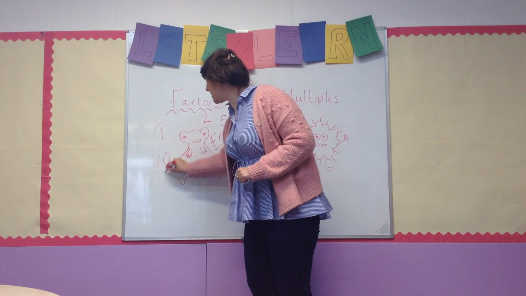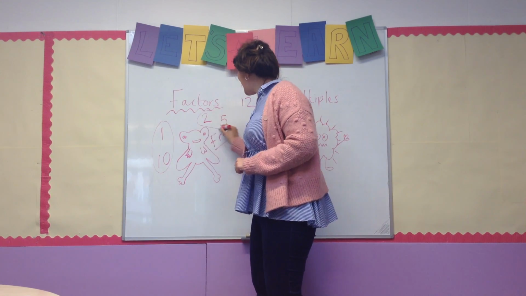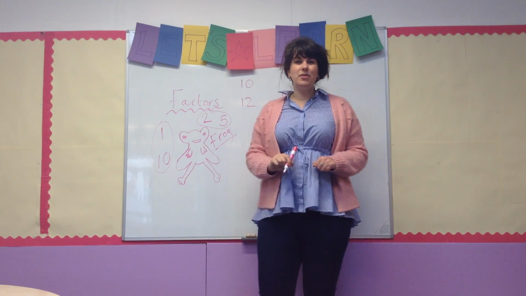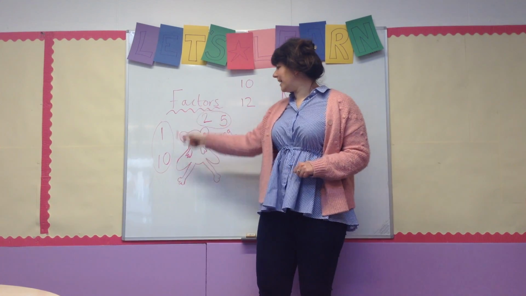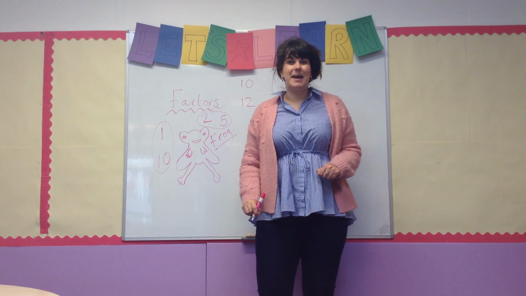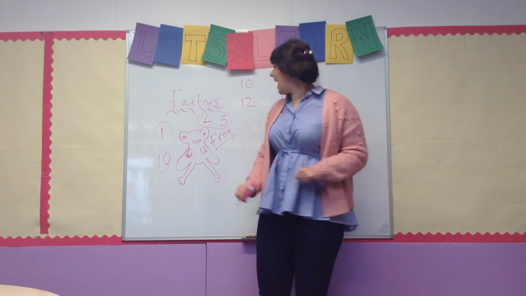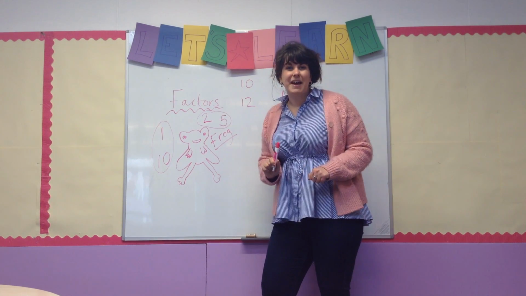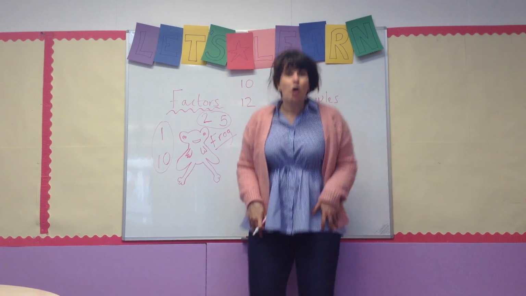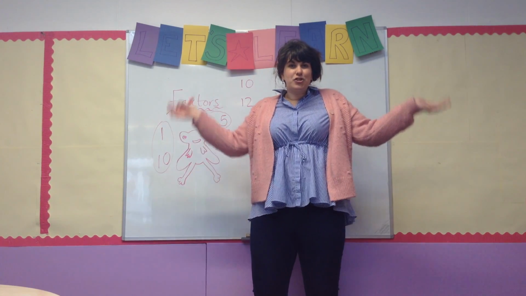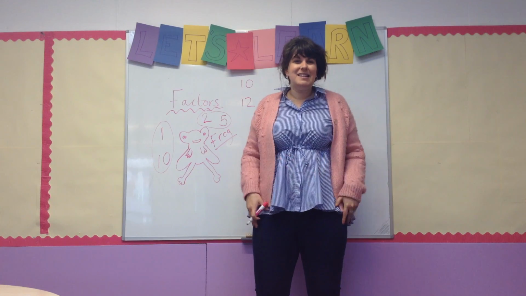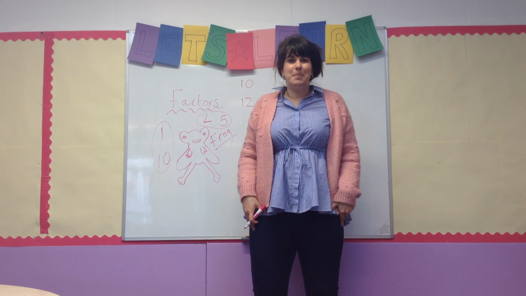That's because factors come in pairs. So when you're finding your factors, you should usually be able to find factor pairs. Just to recap, when we think factors, we think frogs. Frogs jump. We're looking for small numbers that jump inside our number.